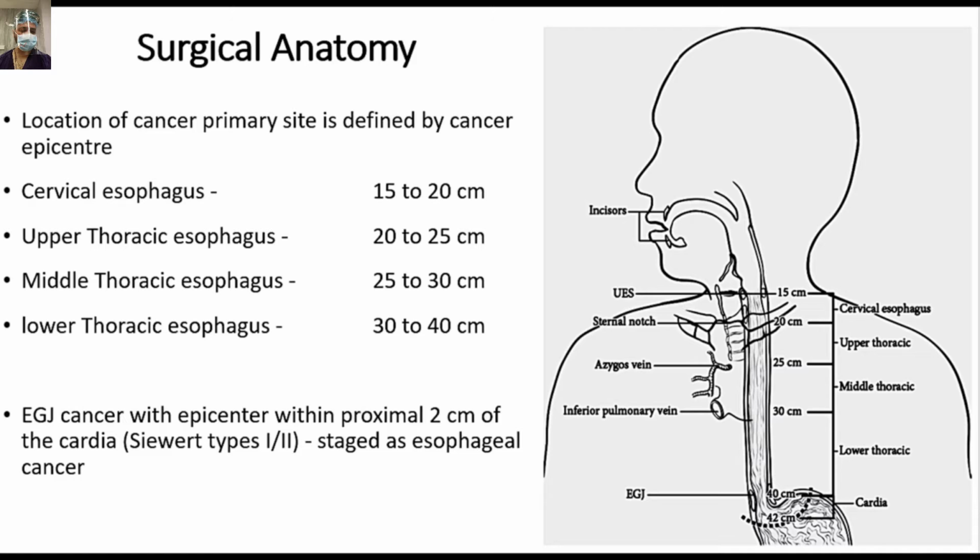The esophagogastric junction cancer with epicenter within the proximal 2 cm of the cardia, that is Siewert type 1 and type 2, are staged according to esophageal cancer, and Siewert type 3 is staged and treated as per the treatment guidelines for gastric cancer.